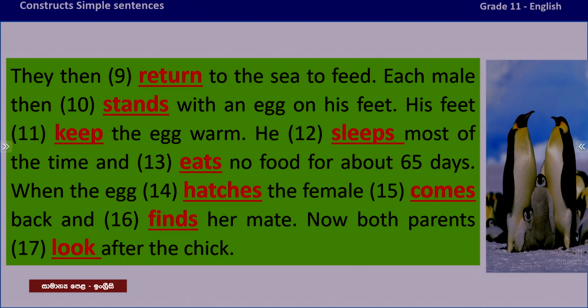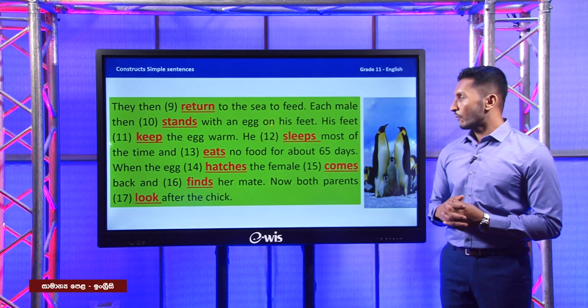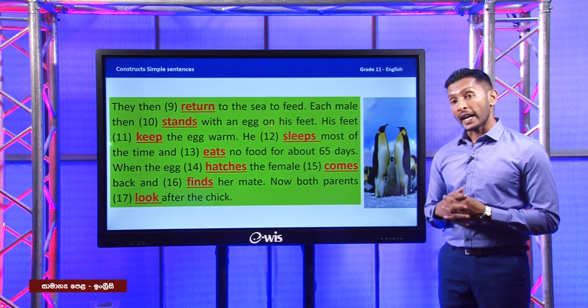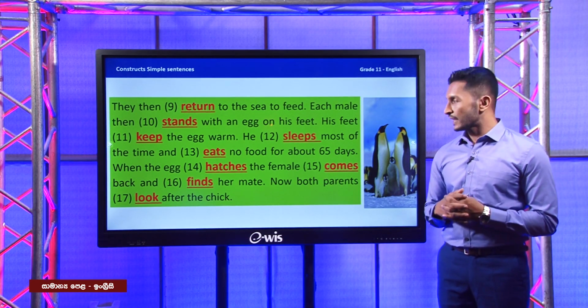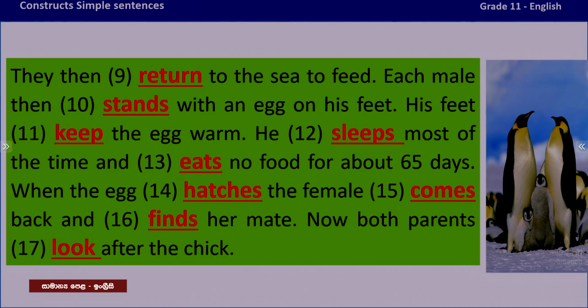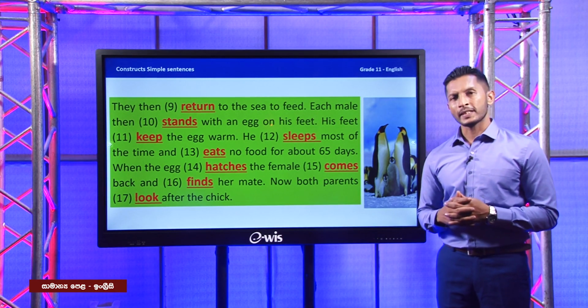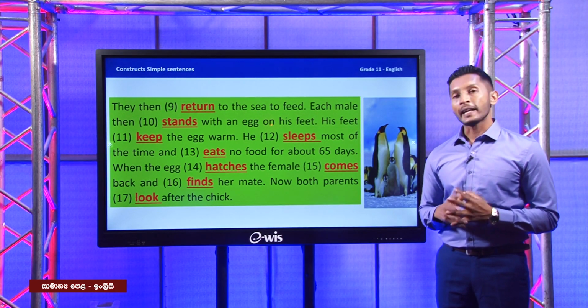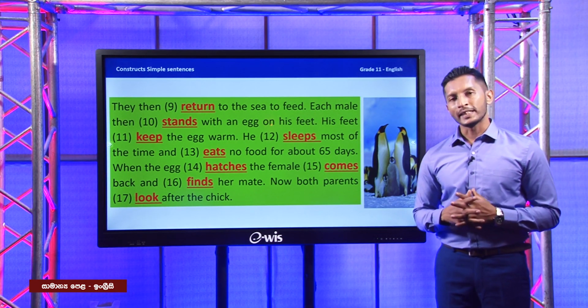When the egg hatches, the female comes back and finds her mate. We have three verbs there. When the egg hatches. What hatches? The egg hatches. Egg is singular. The female comes back. Which comes back? The female comes back. The female is singular again. So I have added s to the verb. And finds her mate. Who finds her mate? The female. Again, the subject is singular. You can see the s there. Now, both parents look after the chick. Who look after the chick? Both parents. Both parents are plural, so I haven't added s to the verb. Hope that is clear to you.